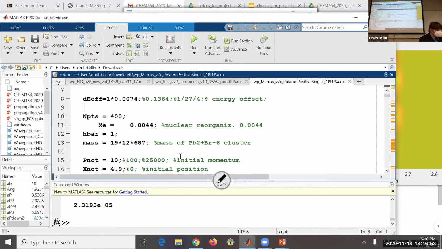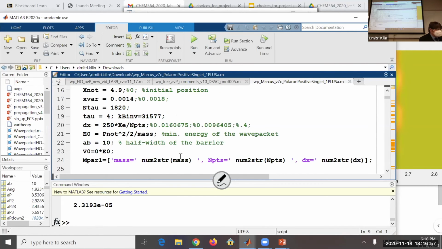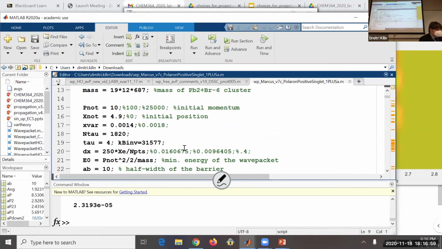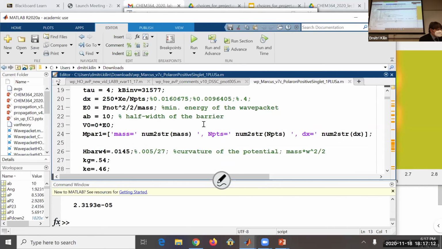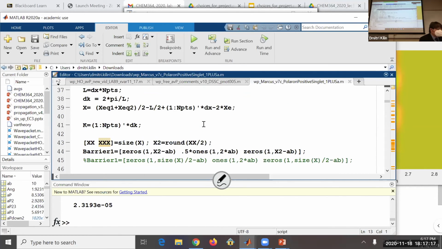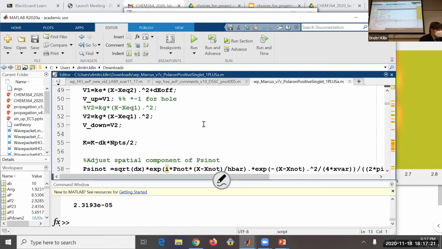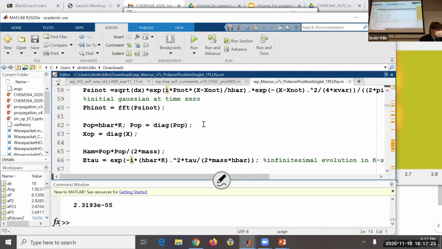So what is the main difference between this version of the code and the previous one? Here the mass is chosen based on the atoms that are vibrating. That is a very minor thing. I'm going to show a drastic change.